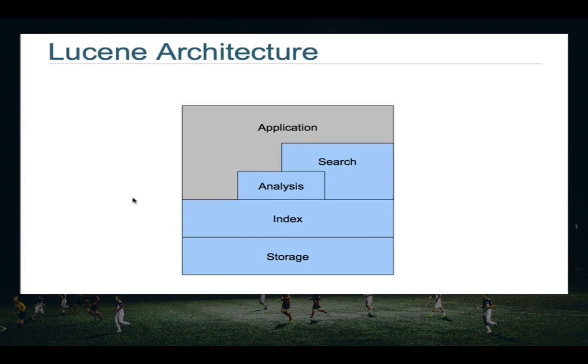So let's see the Lucene architecture. At the top, we have the application layer through which we can search and analyze. Then we have the index. Below the index, we have storage. We can store our index on any storage device like hard disk or memory.